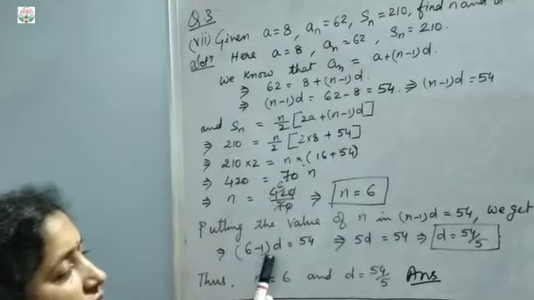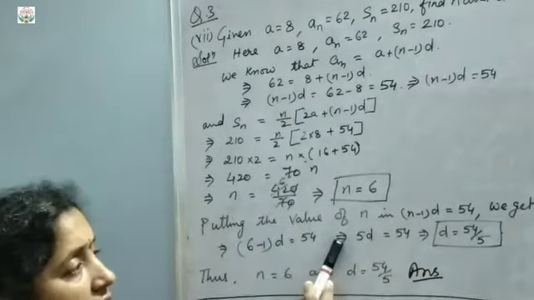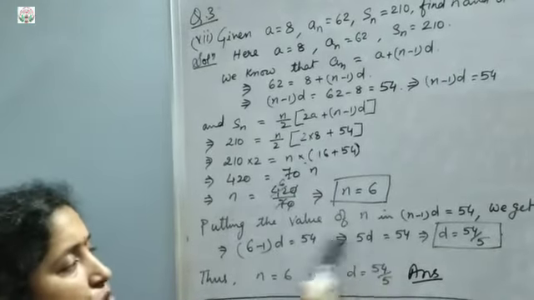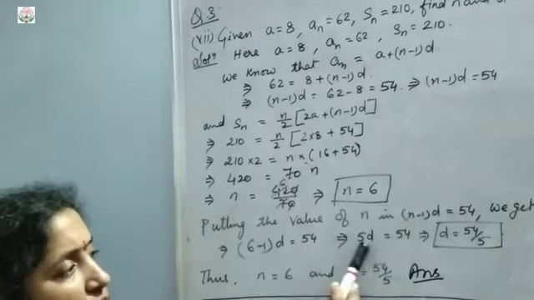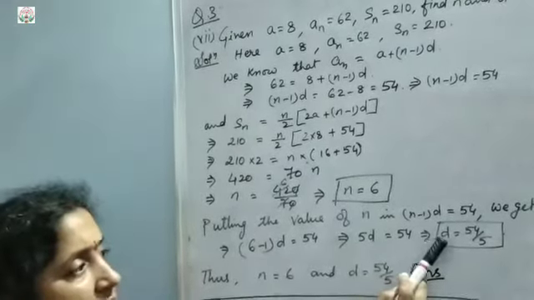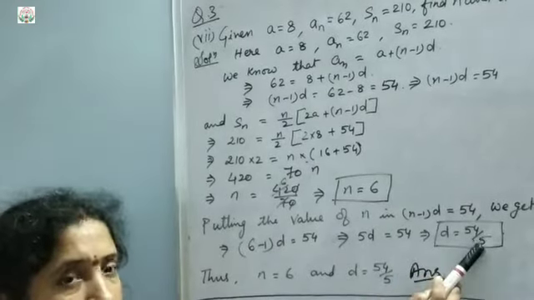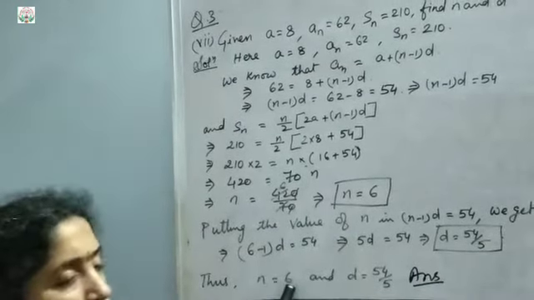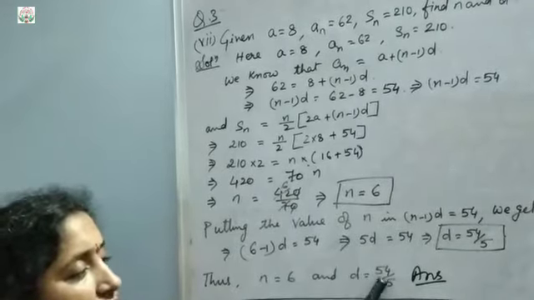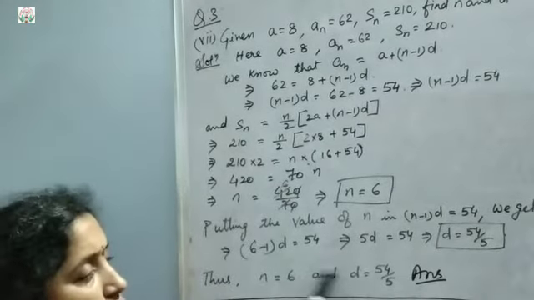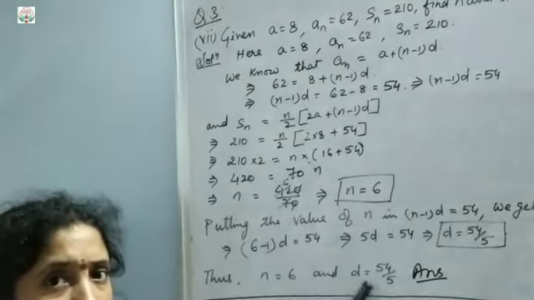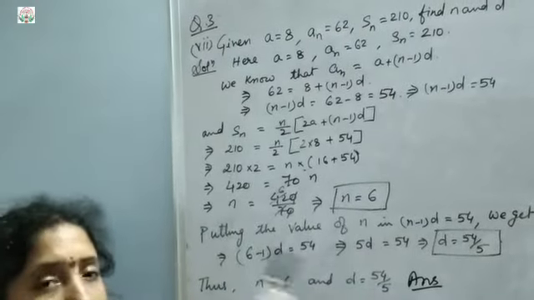So 6 minus 1 into d equals 54, which implies 5d equals 54, because 6 minus 1 is 5. So 5d equals 54 and d equals 54 upon 5. Thus n equals 6 and d equals 54 upon 5. These two values only we are supposed to find. So we got it, this is the answer.